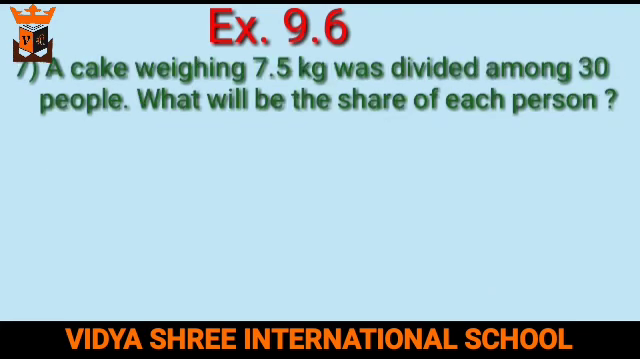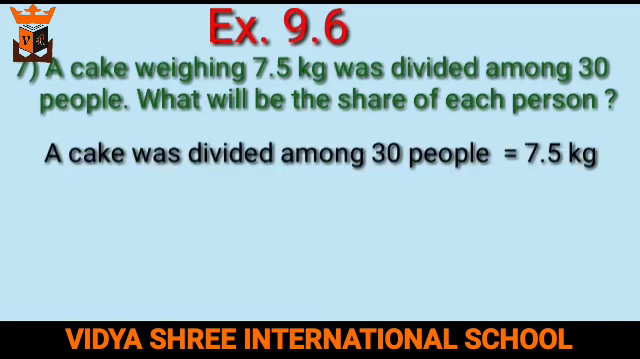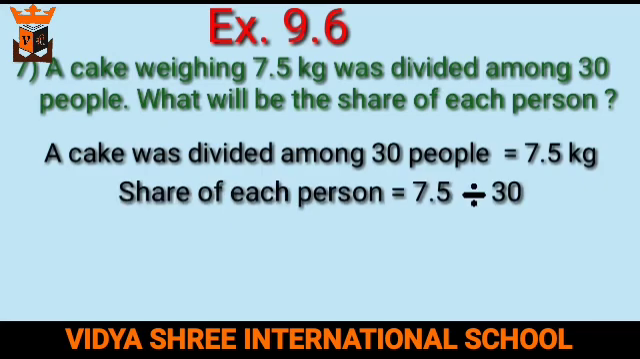Seventh question is, a cake weighing 7.5 kg was divided among 30 people. What will be the share of each person? So here a cake was divided among 30 people, which is 7.5 kg, and share of each person will be 7.5 divided by 30. So after dividing we get 0.25 kg of the share each person will get.